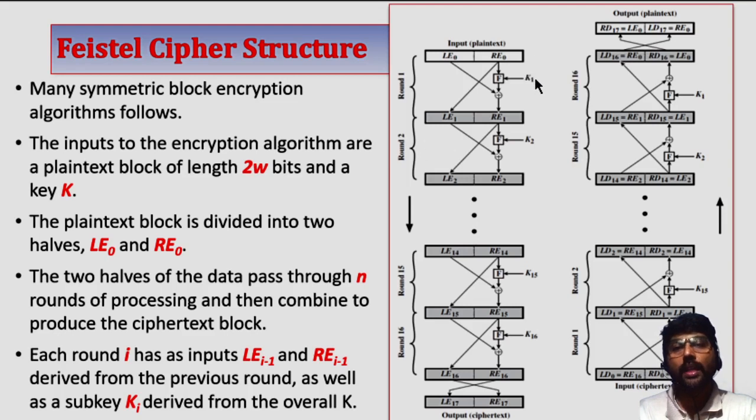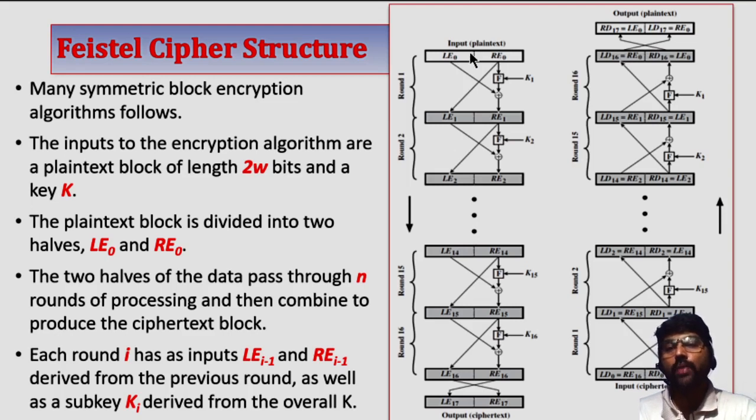Now see here, a secret key is taken, and the block is 2w. I use 2w here because I want to divide this block into two parts, left part and right part. The next step is that the plain text block is divided into two equal halves, left hand and right hand. Left hand is called LE0, right hand is called RE0.